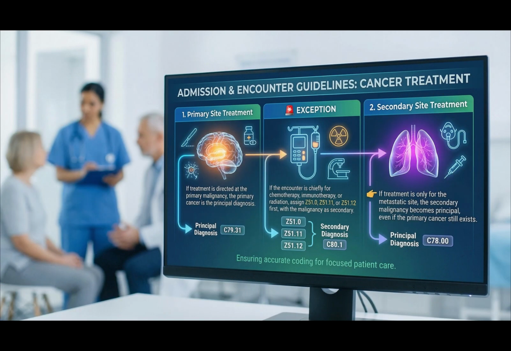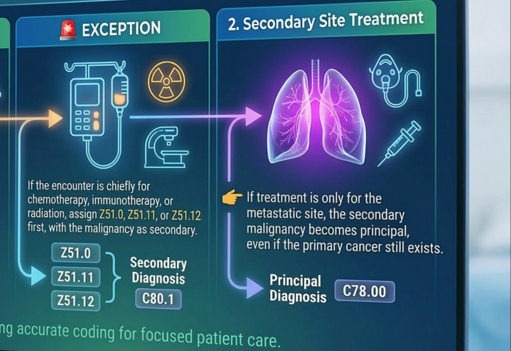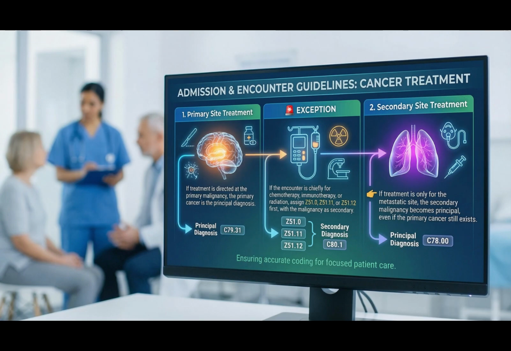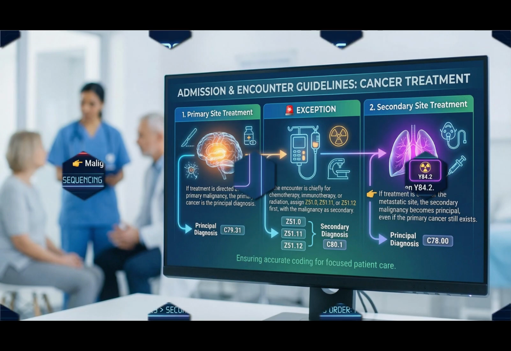Now, let's look at treatment of a secondary or metastatic site. When a patient has a primary malignancy with metastases and treatment is directed only at the metastatic site, the secondary malignancy becomes the principal diagnosis, even though the primary cancer is still present. Remember this rule: what is being treated today determines sequencing.